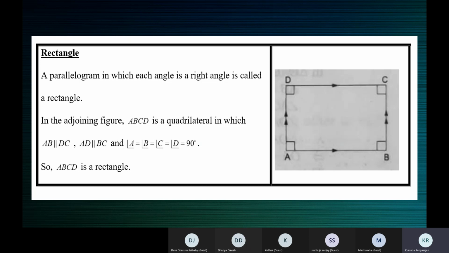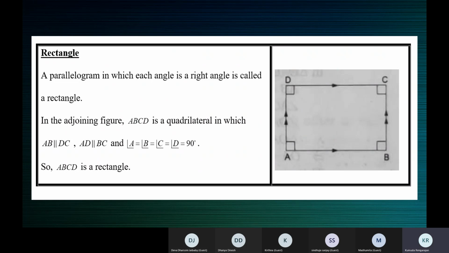Now this is a rectangle, children. A rectangle is also a parallelogram. You can see that there. A rectangle is a parallelogram in which... Ma'am, if we slightly tilt the sides, we'll get a parallelogram, ma'am. Perfect. Yes.